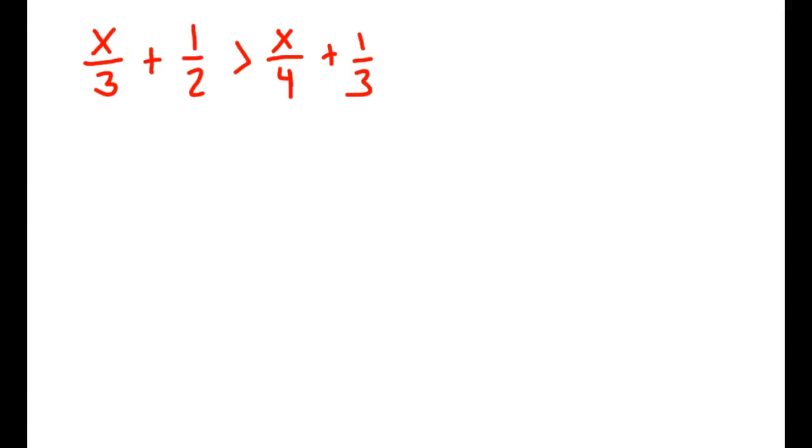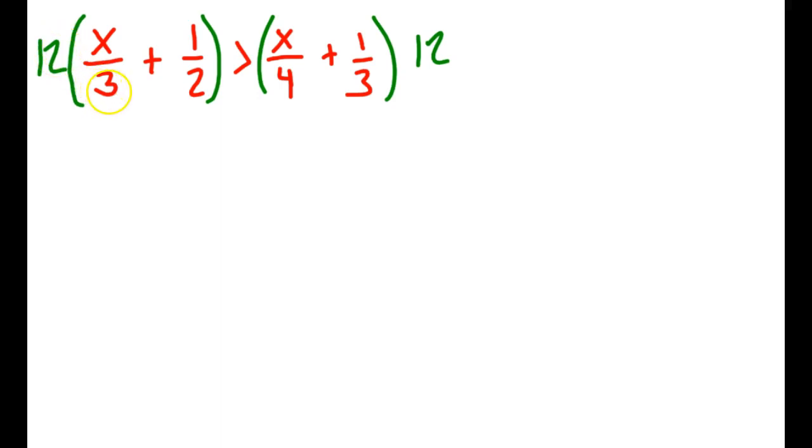We can multiply this whole inequality by the least common denominator. So if we look at our denominators 3, 2, 4, the least common multiple of those is going to be 12, which means that's our least common denominator. So if I multiply the left side of the inequality by 12 and the right side of the inequality by 12, each of these terms is going to simplify down nicely.